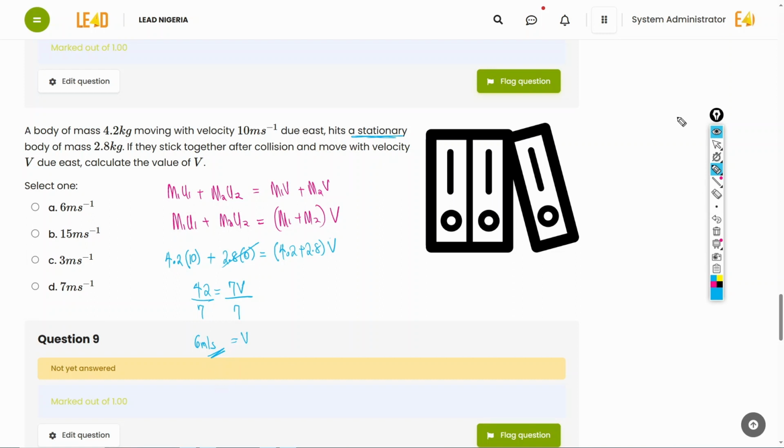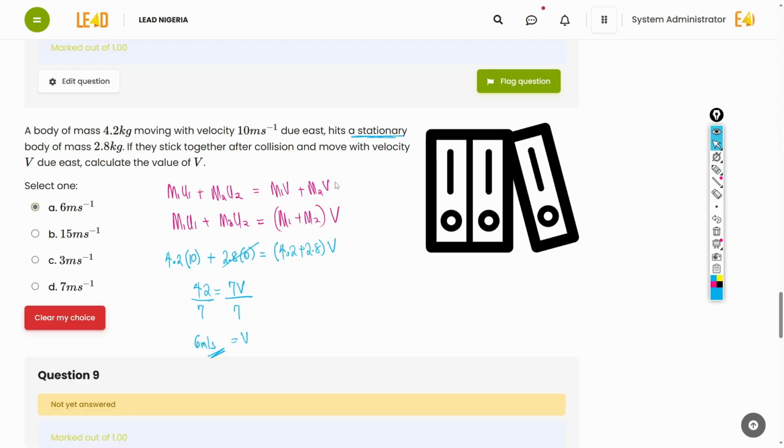That's option A. So again, it's just the basic law of conservation of linear momentum, and then you're careful enough to substitute in nicely, looking out for what was stationary and the fact that they both moved with the same final velocity. So that just makes life easier.